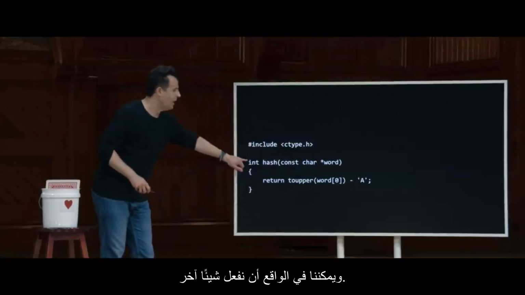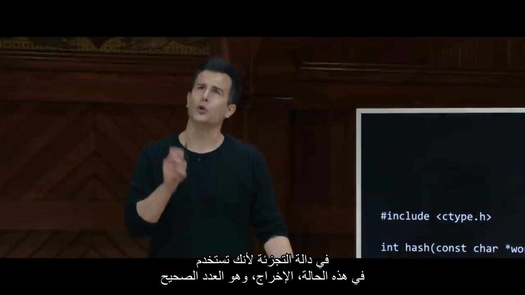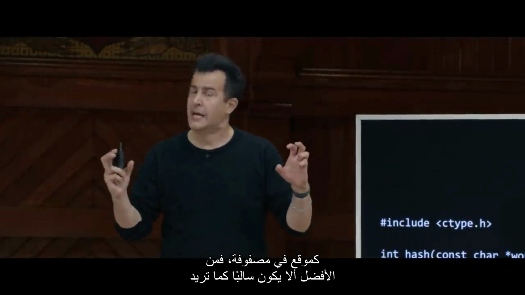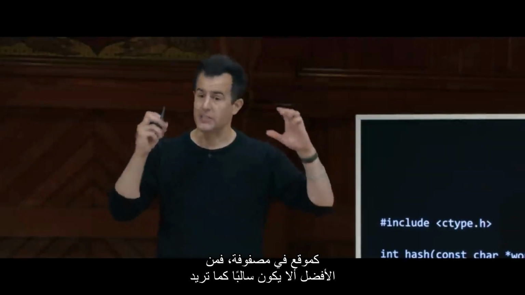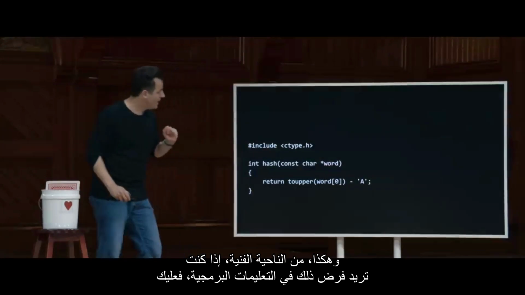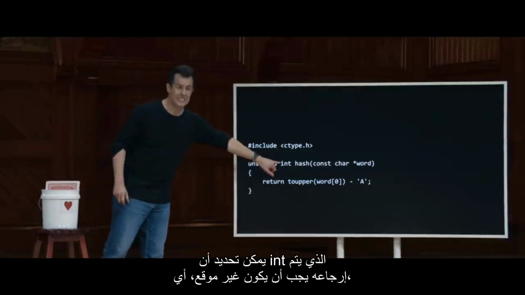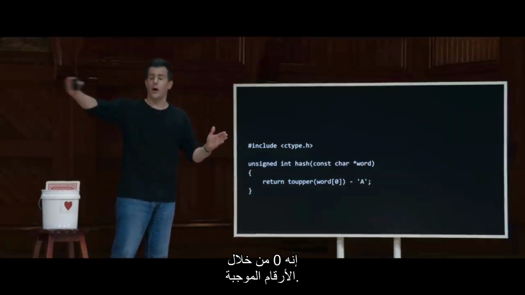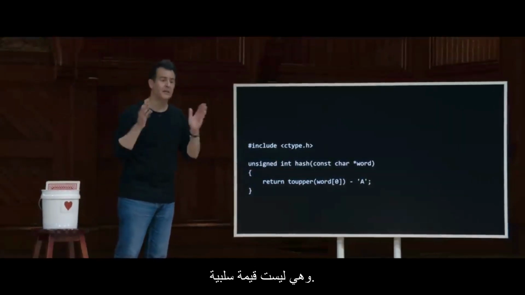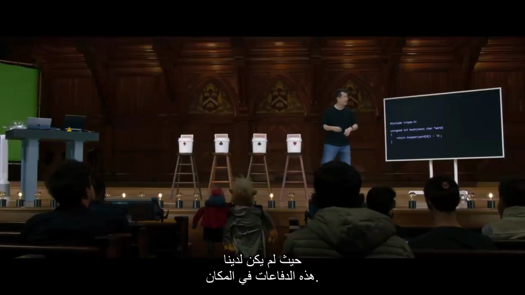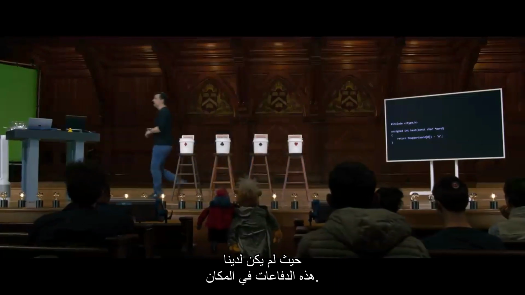And we can actually do something else. In a hash function, because you're using, in this case, the output, the integer, as a location in an array, it had better not be negative, right? You want it to be 0 or positive. And so technically, if you want to impose that in code, you can specify that the int that's being returned has to be unsigned. That is, it's 0 on up through the positive numbers. It is not a negative value. So this is slightly better than the previous version where we didn't have these defenses in place.